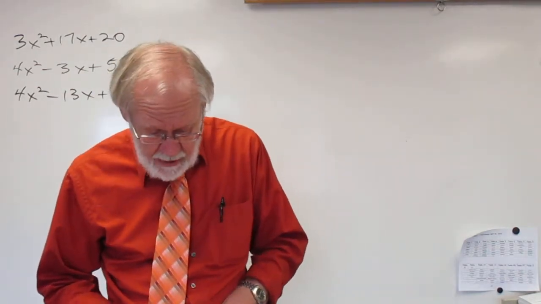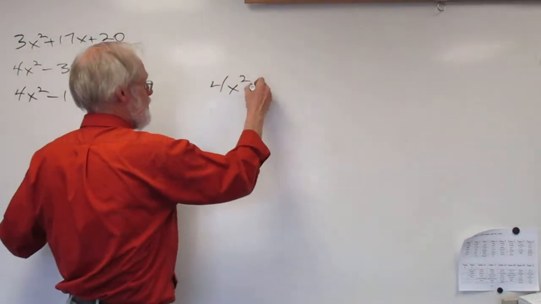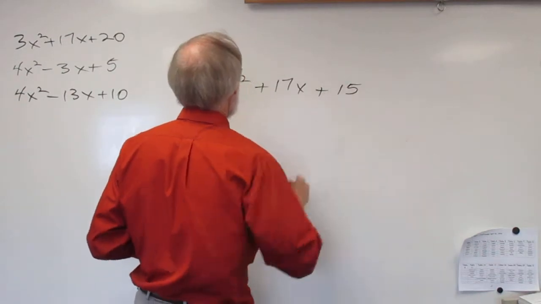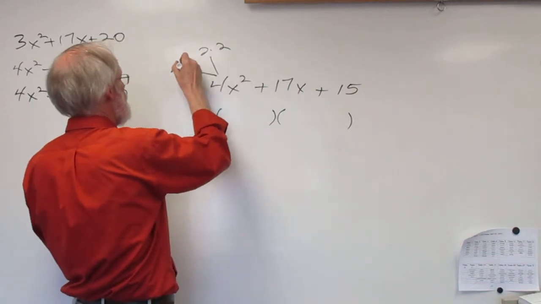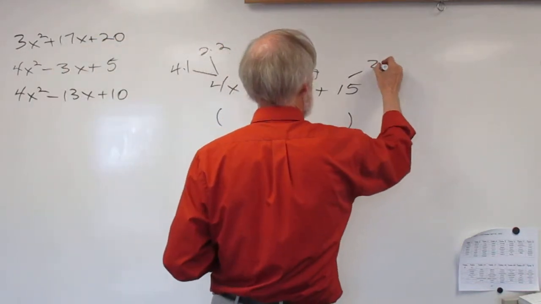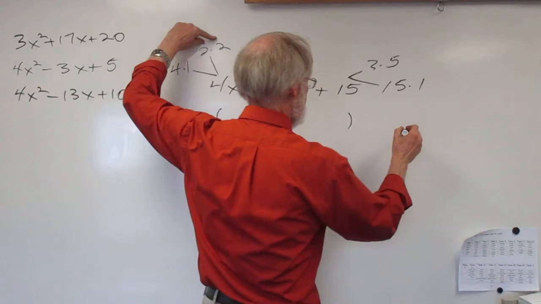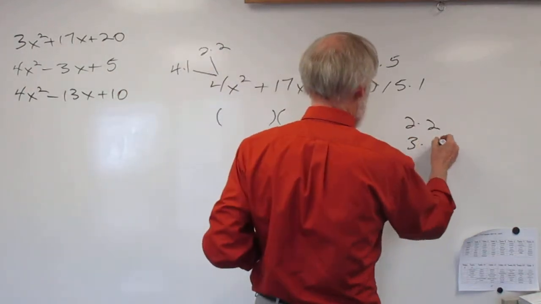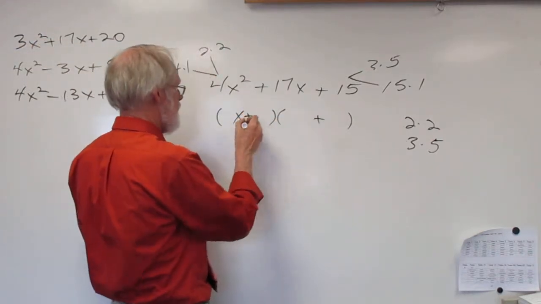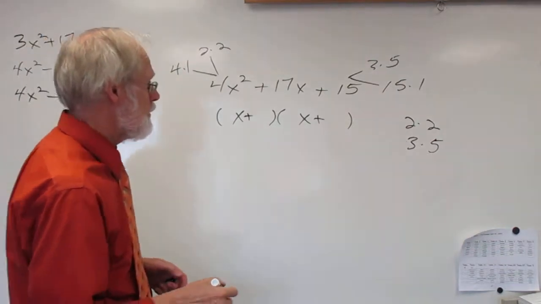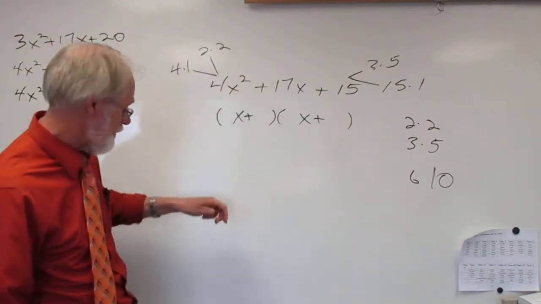Here's a good one. 4x squared plus 17x plus 15. All right, now, I know this can be 2 times 2 or 4 times 1, and I know this one can be 3 times 5 or 15 times 1. Same idea here. Let's start with the 2 times 2, try 3 times 5. Now look at the signs here. Everything's a plus. So that's going to be a plus, that's going to be a plus. I know I have an x here and an x here. All right, so 3 times 2 is 6, 5 times 2 is 10. 10 and 6 is 16, not 17.